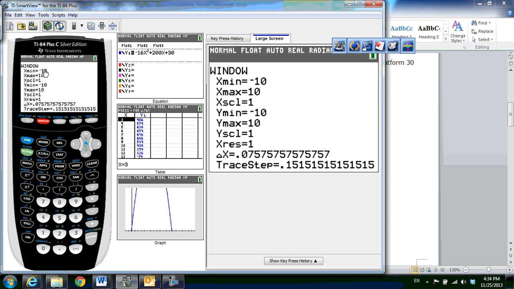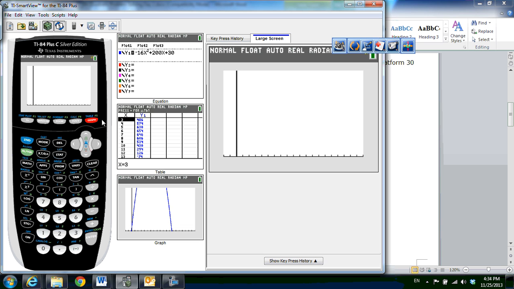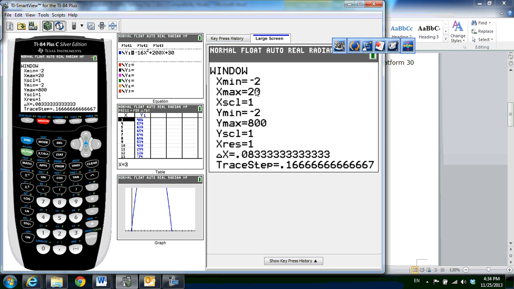Now, x is my time, so I don't really need negative 10 seconds. I'm going to have negative 2. My maximum, I'm going to try 20 seconds. Y minimum, I can't have negative height, so negative 2 again. Since I've done this problem before, Y max needs to be around 800. When I graph that, I should get to see my entire parabola. Go ahead and rough sketch that, and then your window, if you want to pause it.